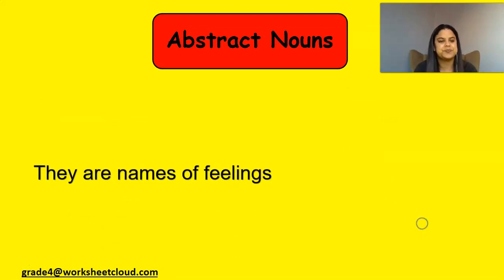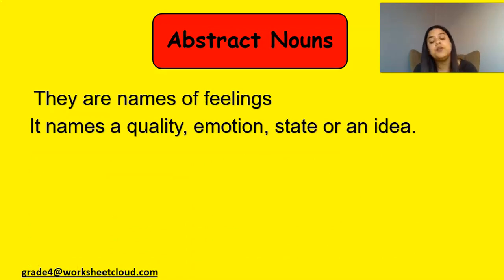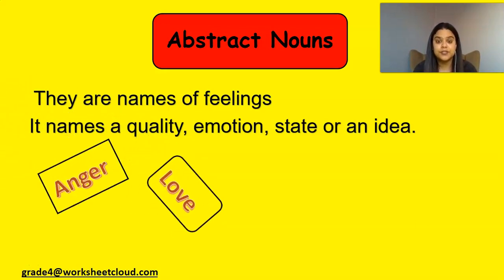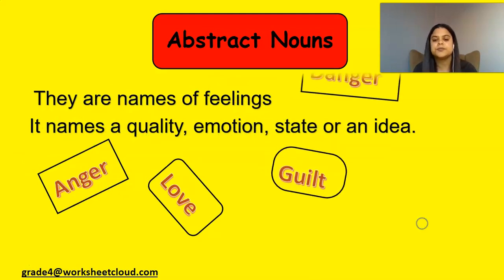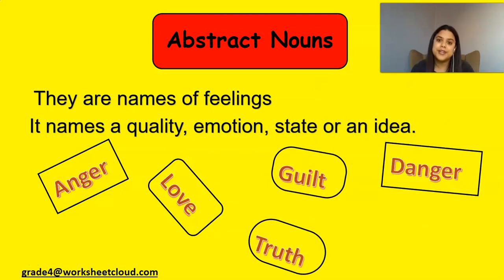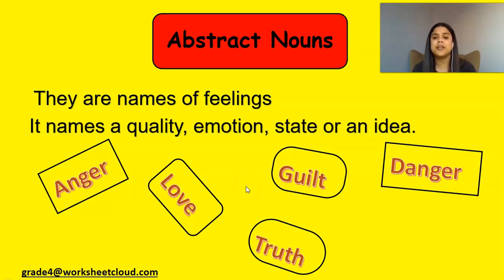Abstract nouns. They are names of feelings. It names a quality, emotion, state, or an idea. Like anger, love, guilt, danger, and truth. What makes abstract nouns tricky is that they can sometimes get confused with other kinds of words like adjectives and verbs. How does this happen?